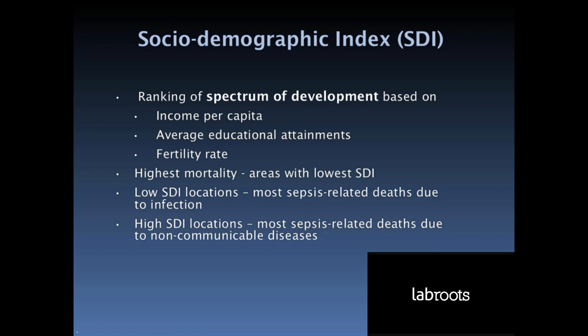The highest mortality occurs in areas with the lowest SDI, and these low SDI locations have the highest rate of sepsis-related deaths due to infection. High SDI locations have the highest rate of sepsis-related deaths due to non-communicable diseases.